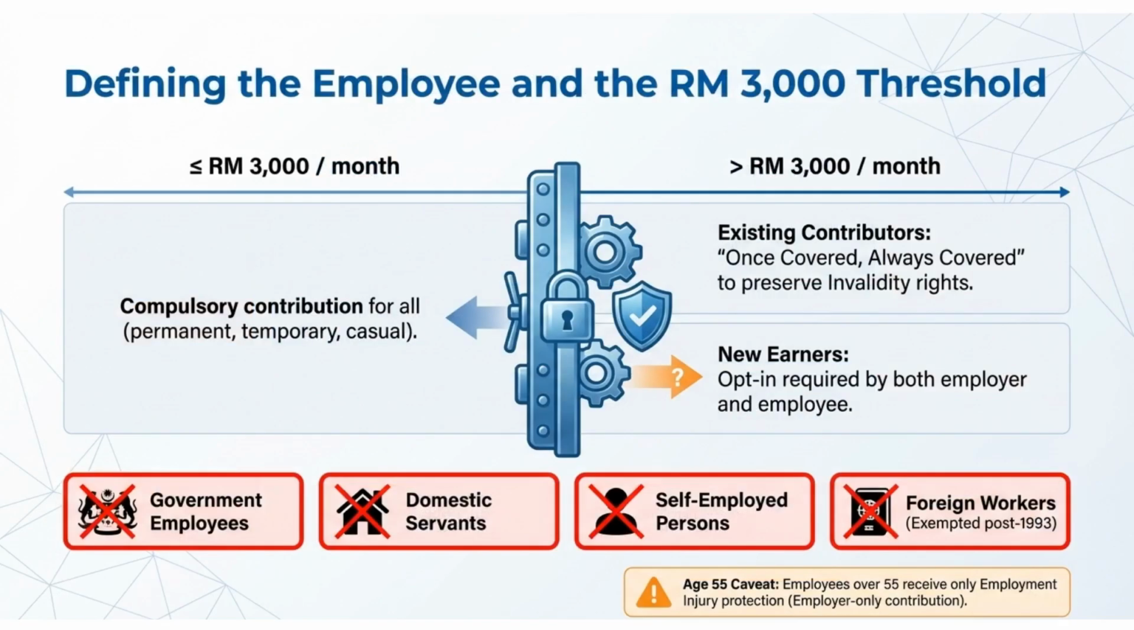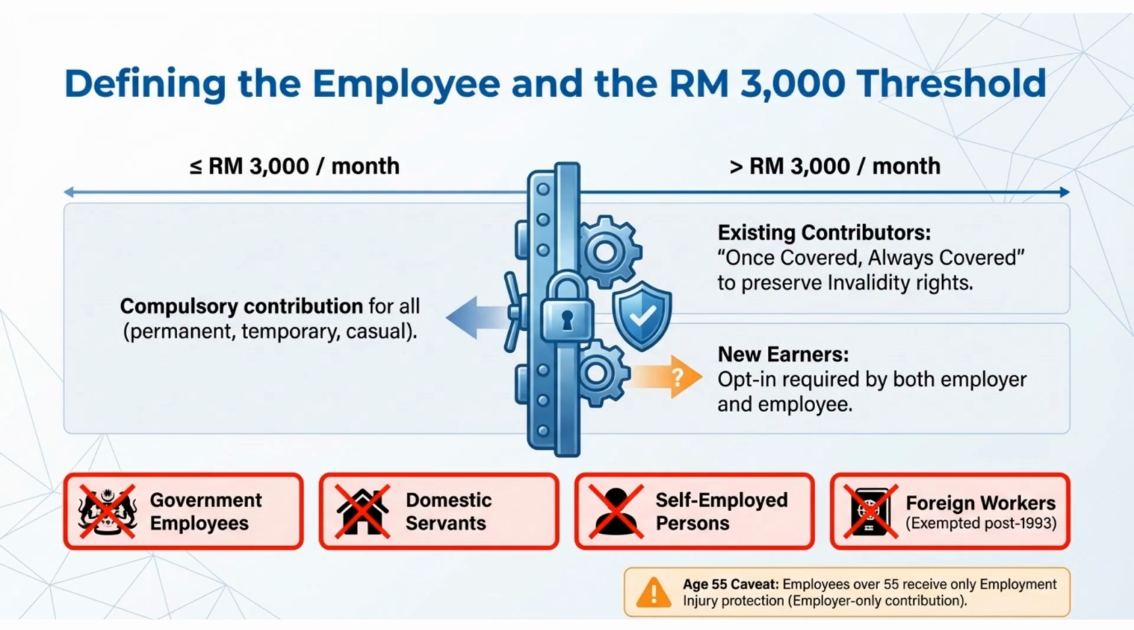Under the Social Security Act 1969, an employee is defined as a person employed under a contract of service or apprenticeship. The critical wage threshold is RM 3,000 per month. An employee earning RM 3,000 or less must compulsorily contribute to SOCSO. This threshold was approved by the Malaysian Cabinet on the 10th of September 2003 as a proposed amendment to the SOCSO Act. For employees earning more than RM 3,000 per month, 2 situations arise.